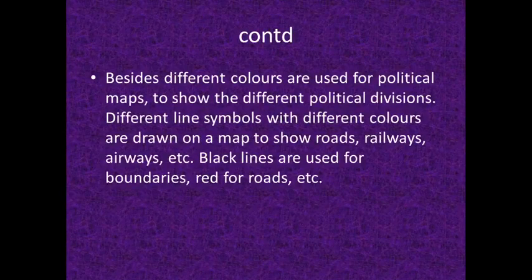Besides, different colors are used for political maps to show the different political divisions. Different line symbols with different colors are drawn on a map to show roads, railways, airways, etc. Black lines are used for boundaries, red for roads, etc.